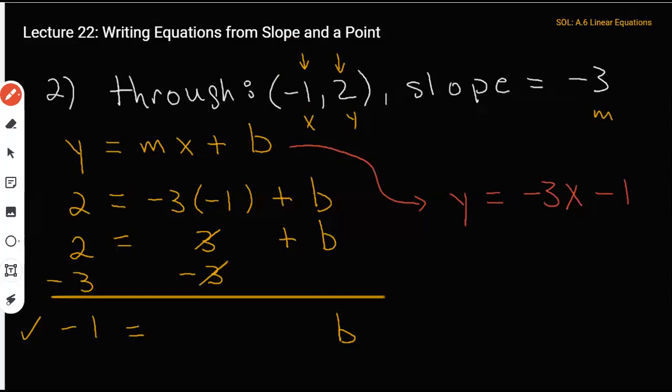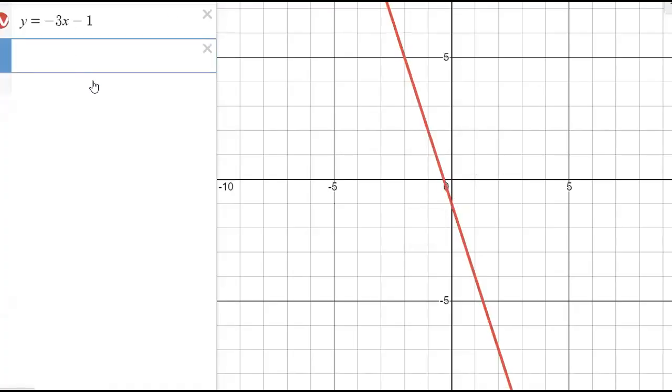So I'm going to write that down as well. -1, 2. So it shows up as a blue dot on my graph right here. And the line does go through that point. So we know we got it right. So that's what the line is going to look like. So all these are lines that we're graphing today.